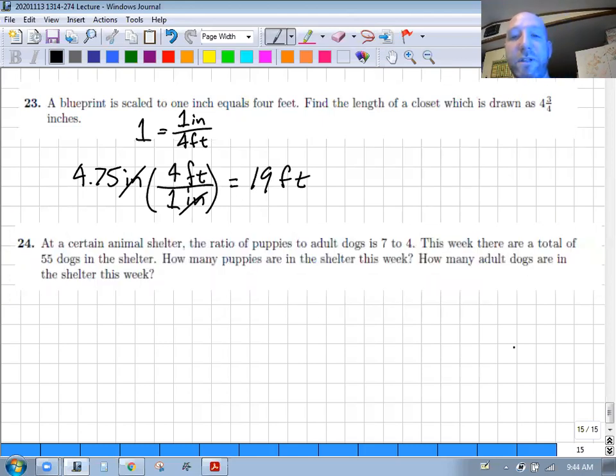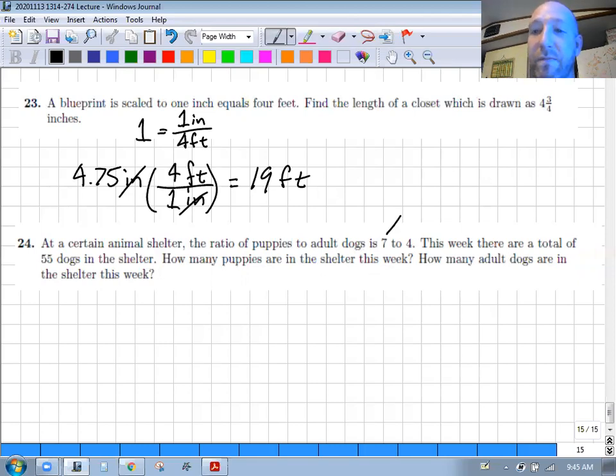At a certain animal shelter, the ratio of puppies to adult dogs is 7 to 4. Okay, so for every 7 puppies, there are 4 adult dogs. This week, there are a total of 55 dogs in the shelter. How many puppies are in the shelter this week? All right, well, let's see. The ratio of puppies to adult dogs is 7 to 4, but they want to know about the puppies.